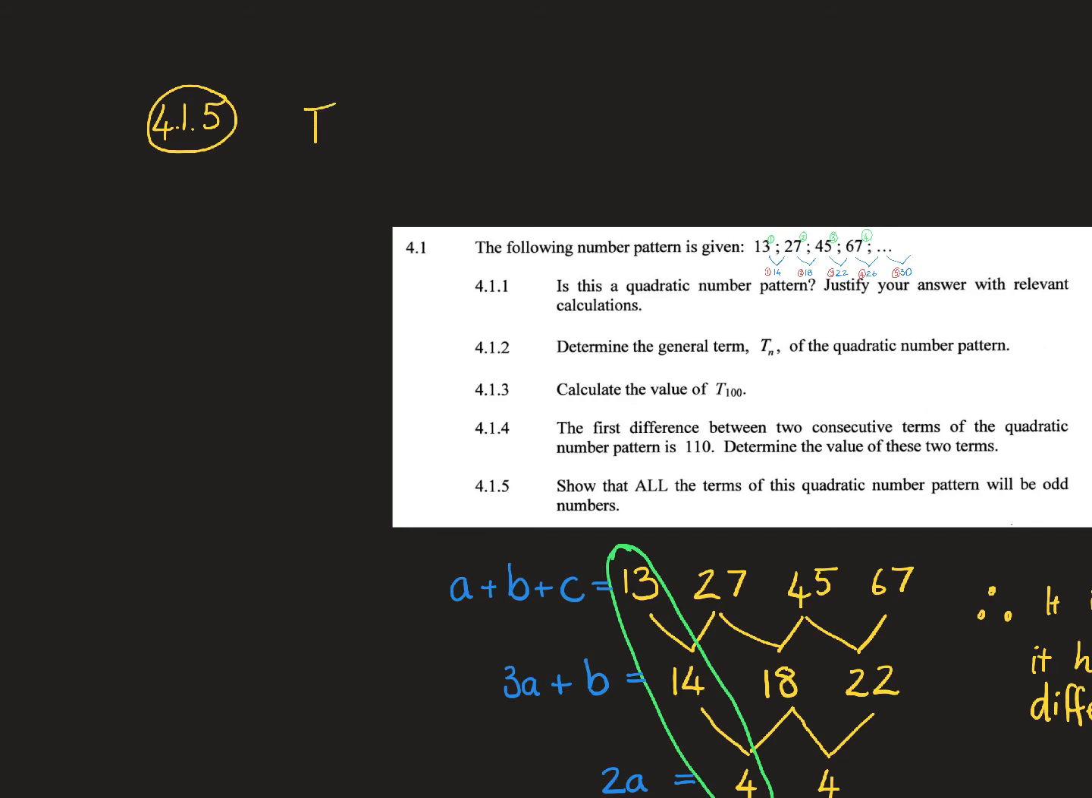And we know that our formula is Tn equals 2n squared plus 8n plus 3. Are you ready for the magic? We know that anything squared will give us an even number. But then anything multiplied by 2 will also give us an even number. So this will always have an even number as an answer.